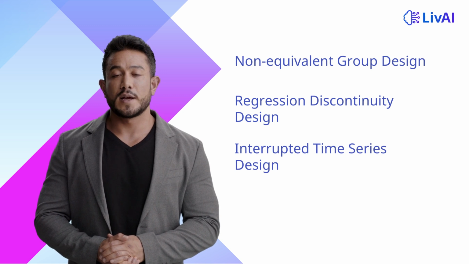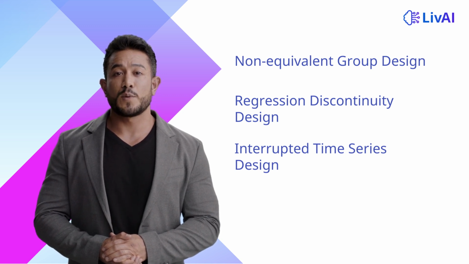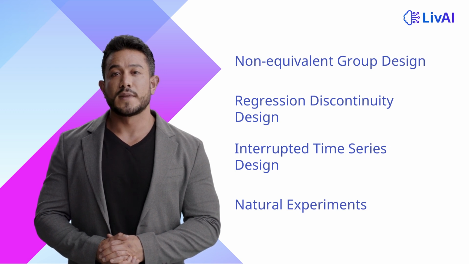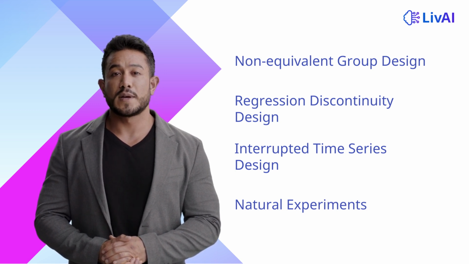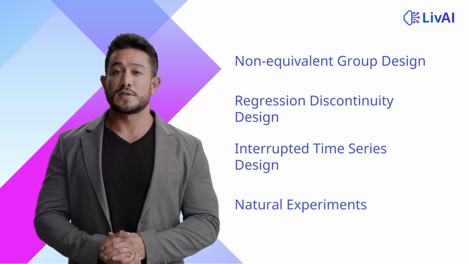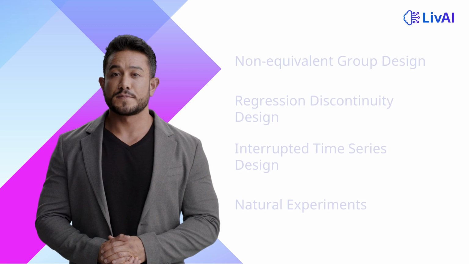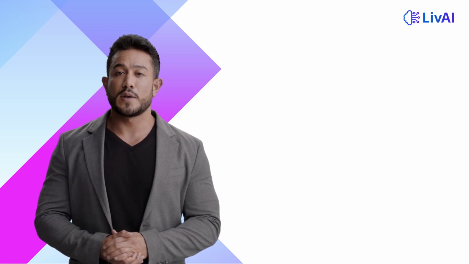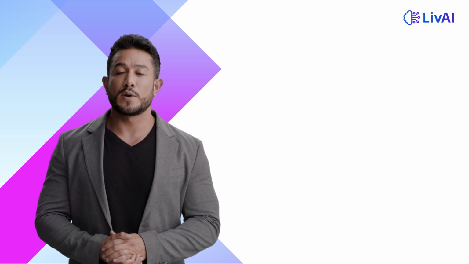Interrupted time series design. This approach involves multiple measurements of the dependent variable before and after the intervention to identify its impact. Natural experiments. Here, researchers leverage natural events or circumstances that mimic random assignment, allowing for observational study without manipulation. In scientific research, the quest for knowledge must balance ethical conduct with the need for accurate results.